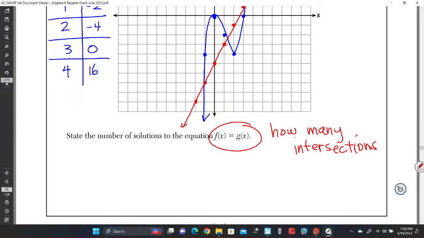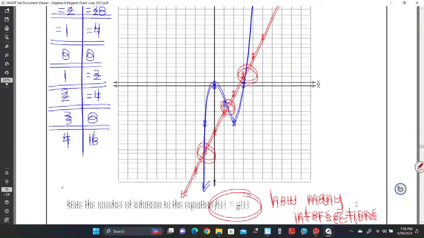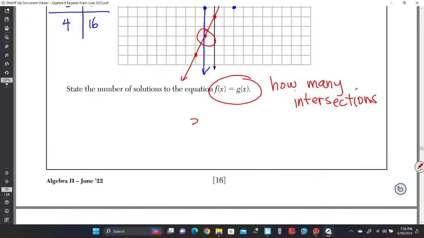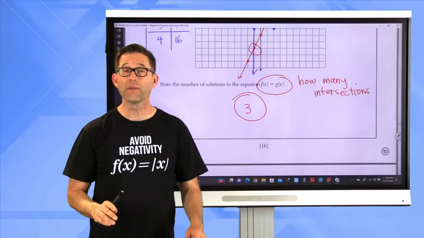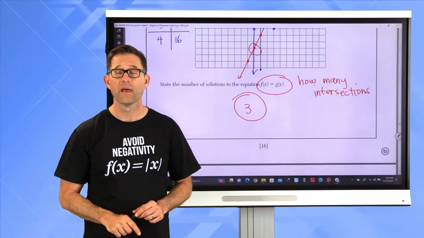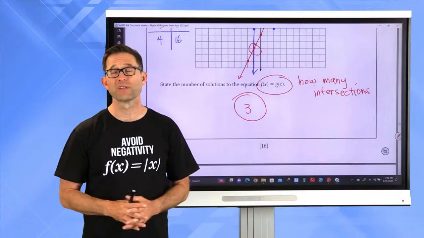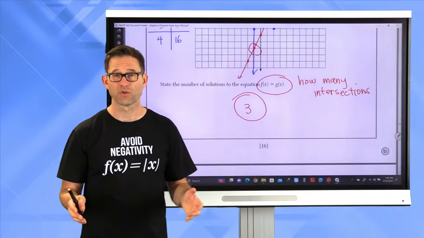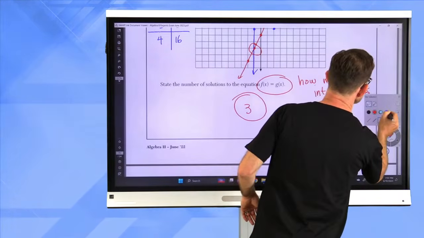Right? And here, it's very simple. We've got 1, 2, 3. It's not necessarily at nice points, but there are 3. I'm not looking for the exact values. They're just looking for me to understand that when solving an equation graphically, I'm looking for the intersections of the 2 functions. That's it. All right.